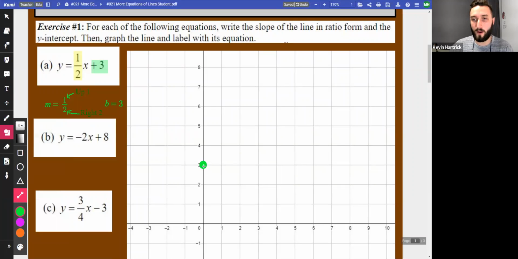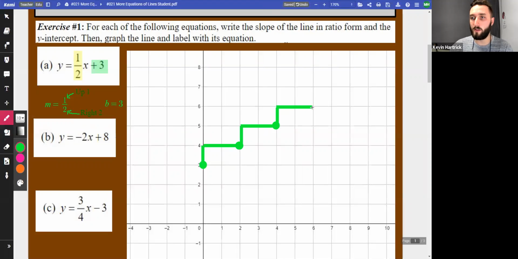I'm going to use my guidelines and find my next point. So there's where my next point is. Again, I'm doing the same thing, up 1, right 2. I'm just following this pattern, following these directions that tell me how to get to each point, okay? Up 1, right 2, make a point. I get so good at it, I don't even need my guidelines, okay?